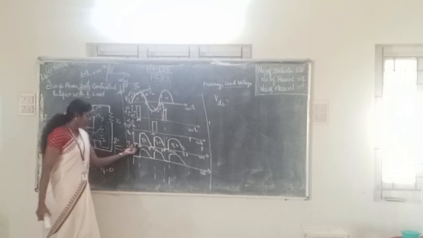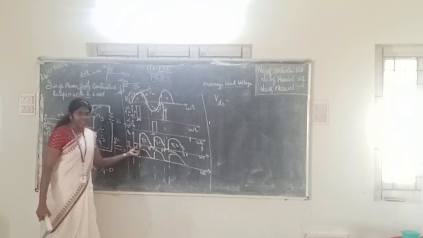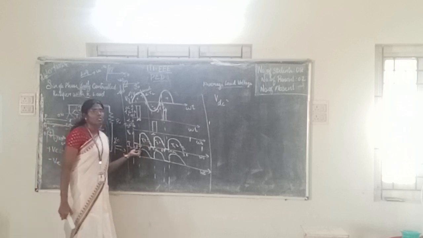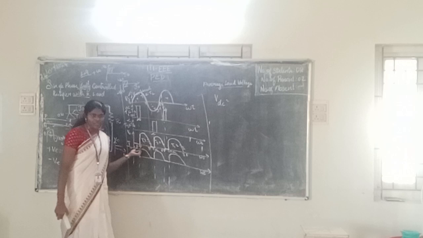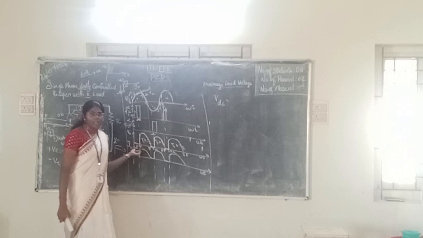From when omega t is 0, there won't be any conduction. Once the triggering pulse alpha is given, the device is going to turn on. So during the positive half cycle, we are giving the firing angle to T1 and T2. That is the forward conduction mode, right? So it is getting on.